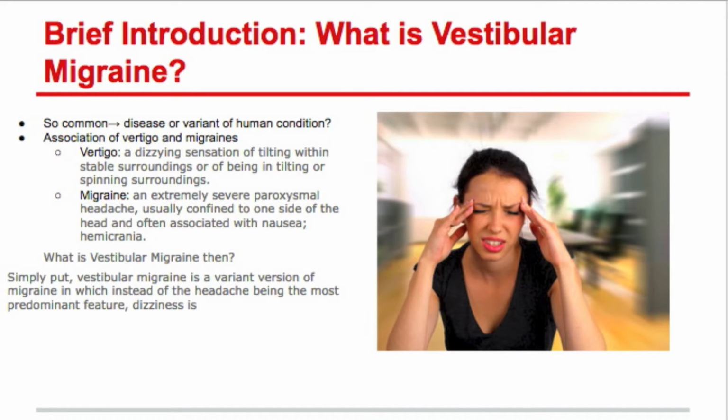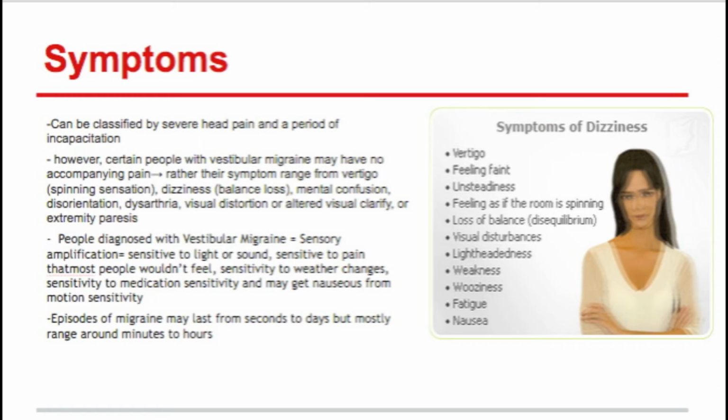A vestibular migraine can, simply put, be a variant version of a migraine, except instead of having a really bad headache be the most predominant feature, you feel incredibly dizzy, and thus this is where the vertigo term comes in. As far as symptoms go, people can still get very bad headaches, severe head pain, even though it may not be the most predominant feature. And in fact, in some people, there is no pain at all, but rather just vertigo and dizziness and visual distortion and all symptoms related to dizziness.